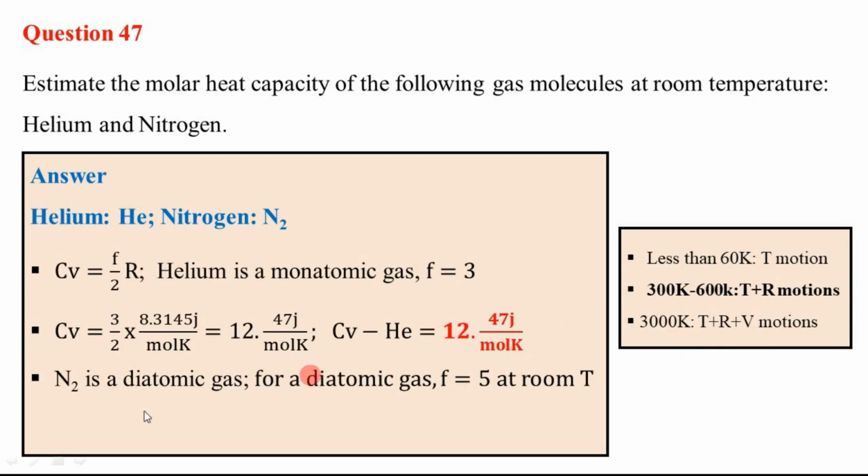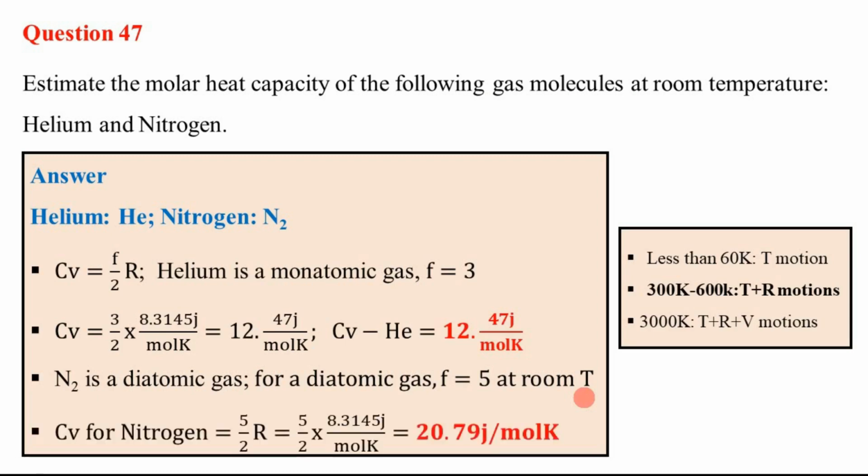Here we are using nitrogen as a diatomic gas. For a diatomic gas, F is equal to 5, the degree of freedom is equal to 5 at room temperature. Here we are only counting the translation and rotation degrees of freedom, and we are ignoring the vibration motion. Then we calculate the CV for nitrogen. We replace 5, the degree of freedom, over 2 times the gas constant. Then we get this amount of CV.